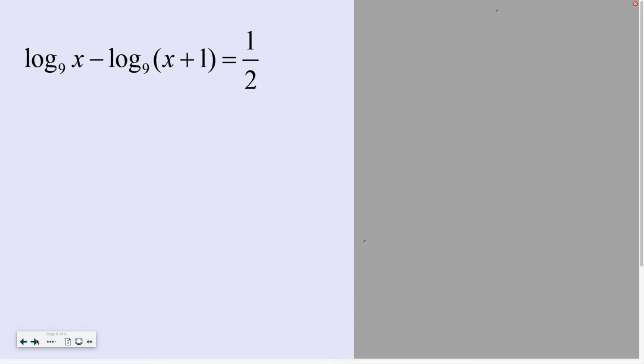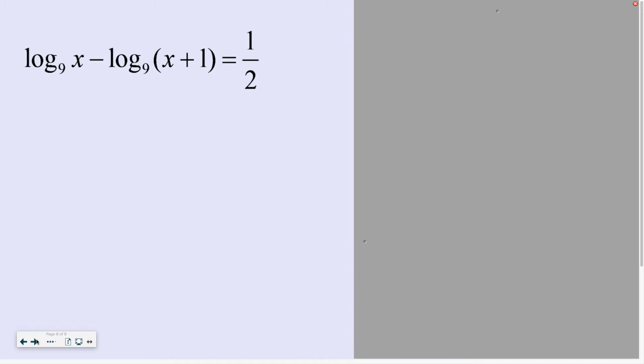Okay, when I look at this problem, I notice it's a little bit different than the last one because there's multiple logs. So when I have more than one log, I can try to use the one-to-one property. If they were both log base 9 and I could set them equal to each other, I could just drop the log and say the two things were equal. But just like that one where we had a factor, that 1/2 is trouble for us, right? It's not going to let us use one-to-one.